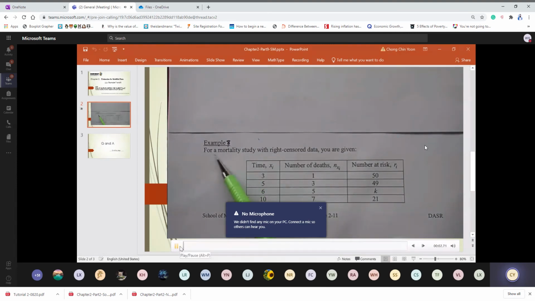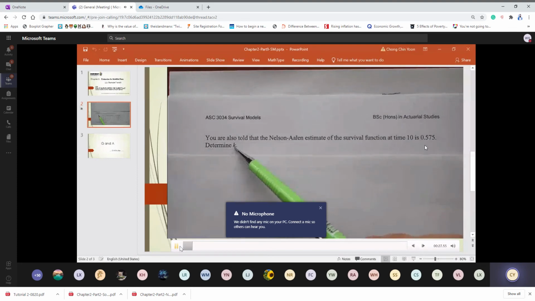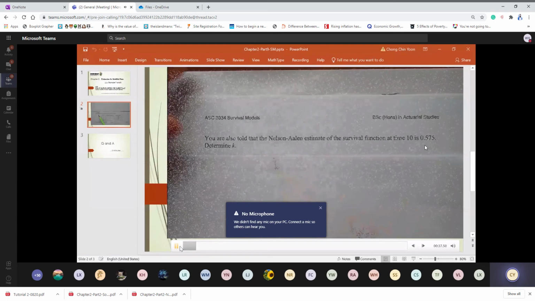Example 7. For a mortality study with right censored data, you are given the following. This is the X data for a time random variable, and this is the number of observations of this Xi. And here is the risk set value which is given, and we have no need to calculate for it. This question asks to calculate the value of k if the Nelson-Aalen estimate of the survival function at time 10 is 0.575. So here we go.